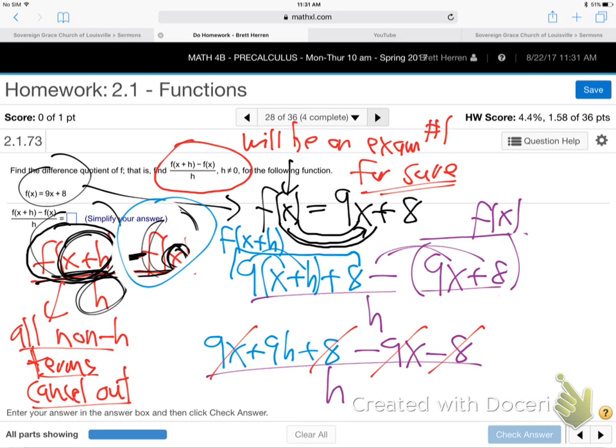So if ever you're trying to leave behind a term, if I had like 9h plus 7, and the 7 just stayed, no, you messed up. Only h stuff is going to stay every time.